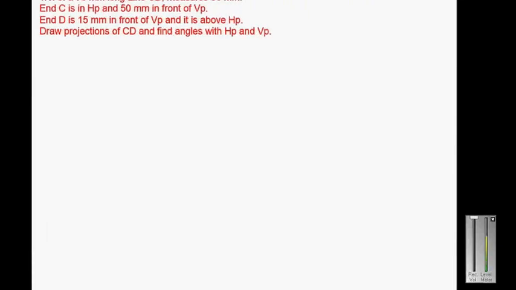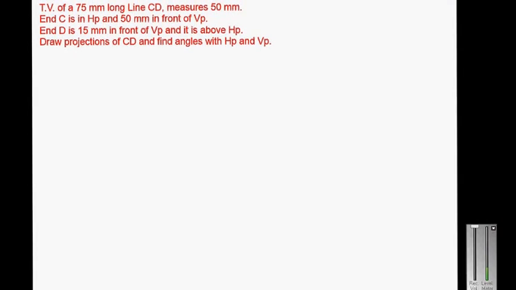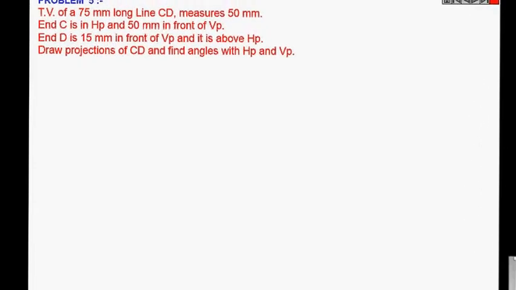Then problem number 5: the top view of a 75 millimeter long line CD. The top view, small letters cd, is 50 millimeter, and the true length is 75 millimeter. C is in HP. If a point is in HP, its front view will be on the reference line. So C dash will be on the reference line and 50 millimeter in front of VP. End D is 15 millimeter in front of VP and above HP, which means the point D is in the first quadrant.